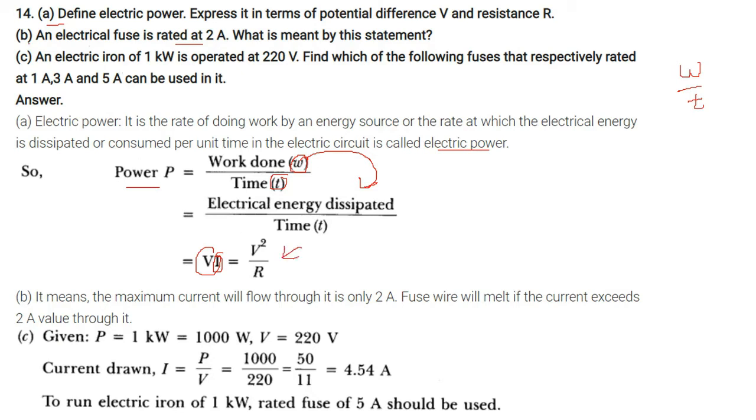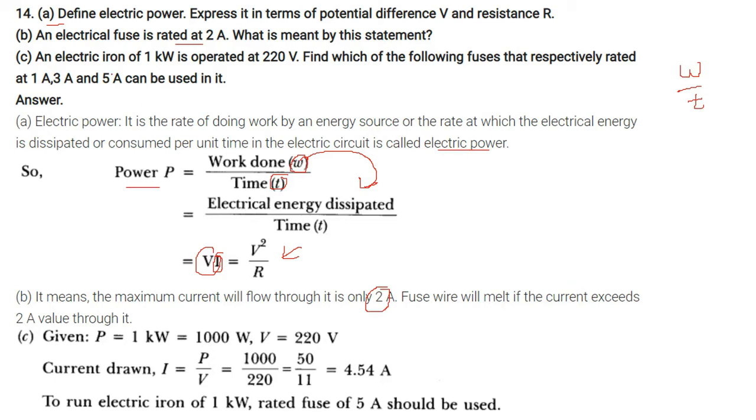The second is: an electrical fuse is rated 2 ampere. What is meant by this statement? This means the maximum current that will flow through it will only be 2 ampere, not more than that. So the fuse wire will melt if the current through it exceeds the 2 ampere value.